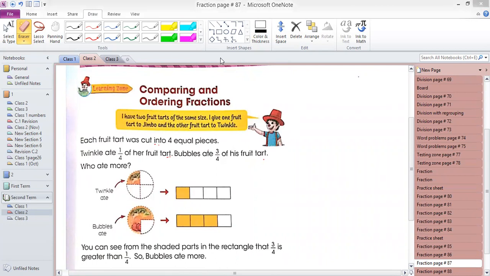Jamal. Amjad Abdullah. Read it. Comparing and ordering fractions.